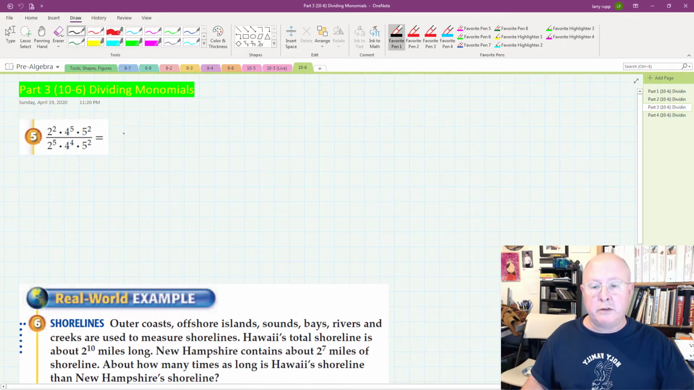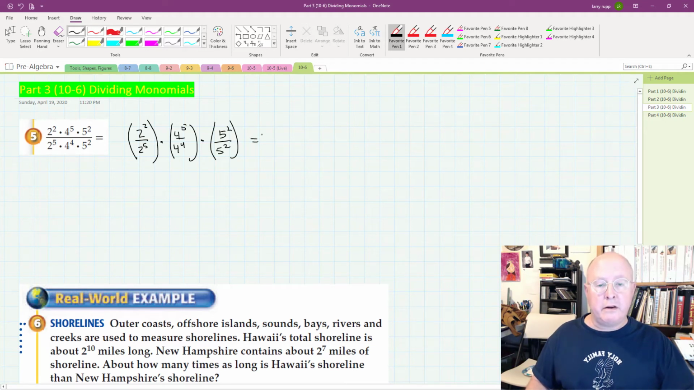So what this problem turns out to be is this. 2 squared over 2 to the 5th, and that's all in parentheses, times 4 to the 5th over 4 to the 4th, and that's in parentheses, times 5 squared over 5 squared. Okay?